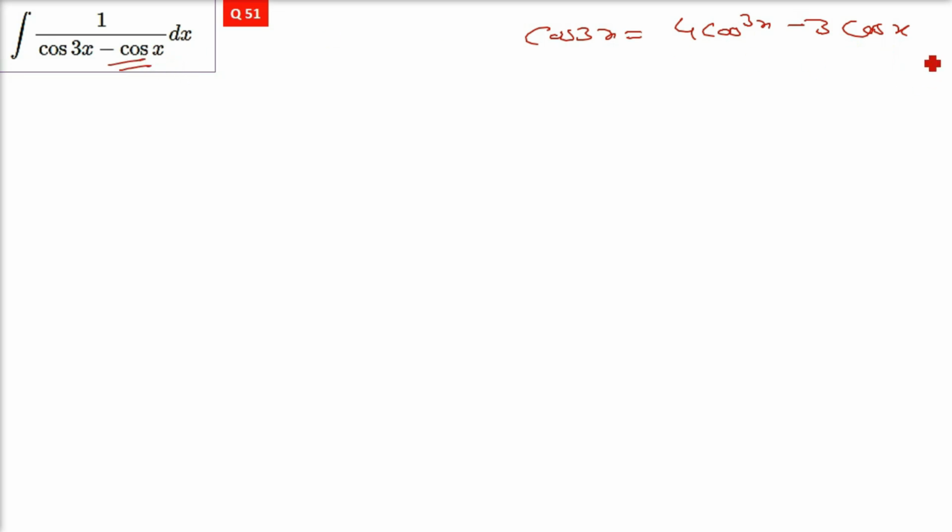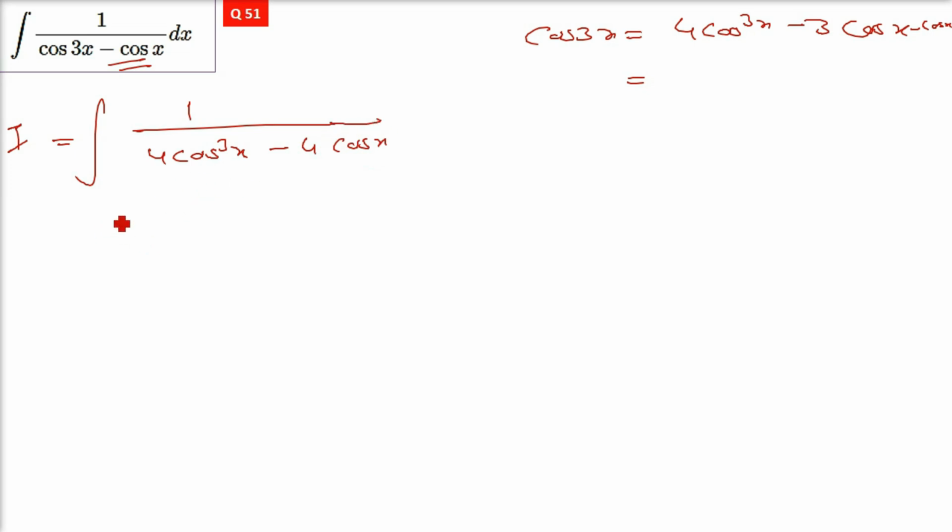So when we write cos 3x, since we have to equate it with cos 3x minus cos x, this will be 4 cos cube x minus 3 cos x minus cos x, and that is going to give you 4 cos cube x minus 4 cos x. So you can take 1 by 4 cos x common if you want, because it will give a certain result. When you take this 4 cos x common, it will be cos square x minus 1 inside.